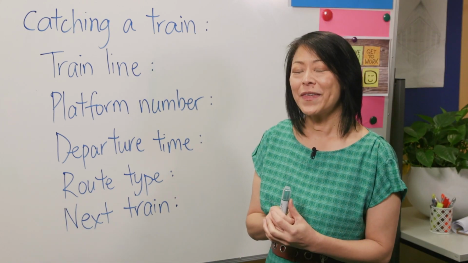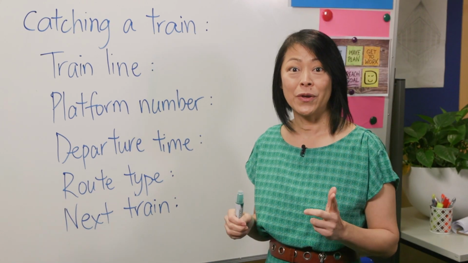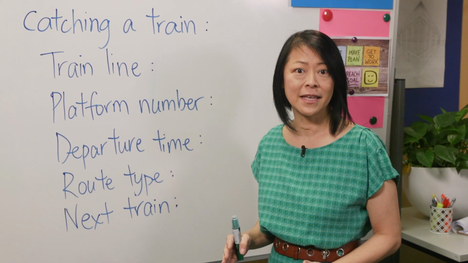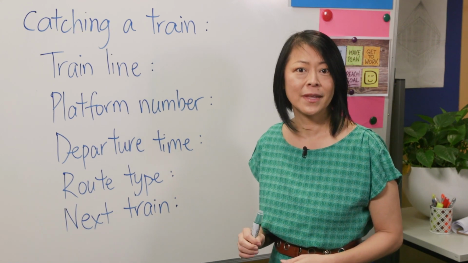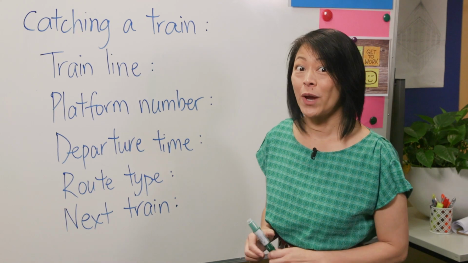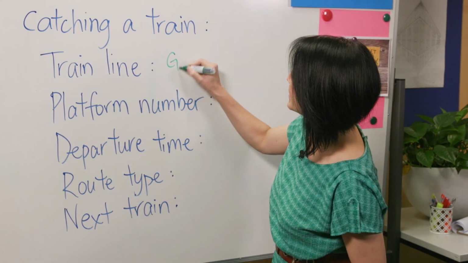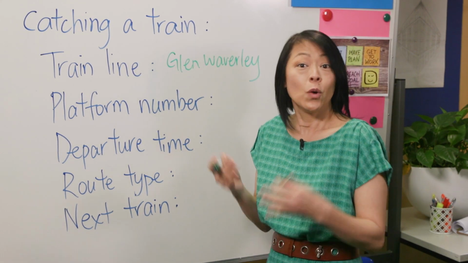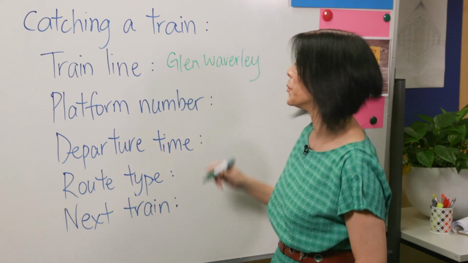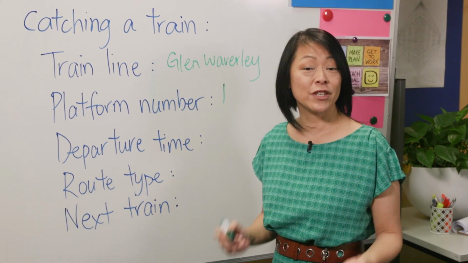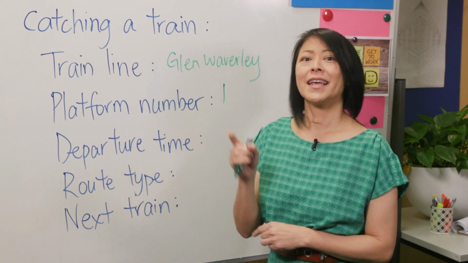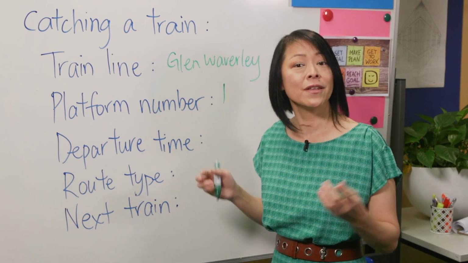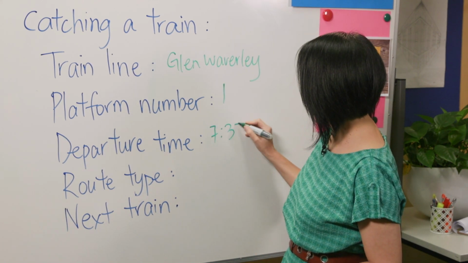Okay, let's now think about the important information we heard there. The purpose of listening to this is to find out when the train is departing and where to go to catch it. Did you hear that it was the Glen Waverley train line? What about the platform number? Yes, 1. And the departure time? It was meant to leave at 7:30, but there is a 5-minute delay, so that makes it 7:35.